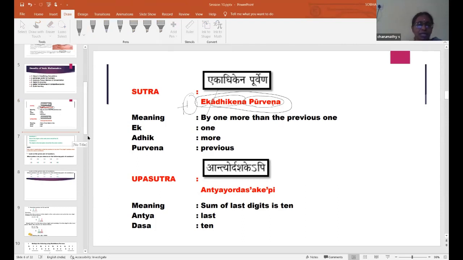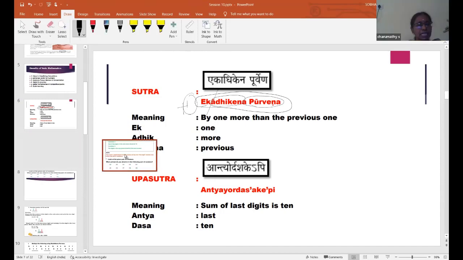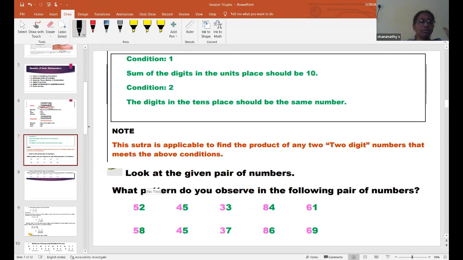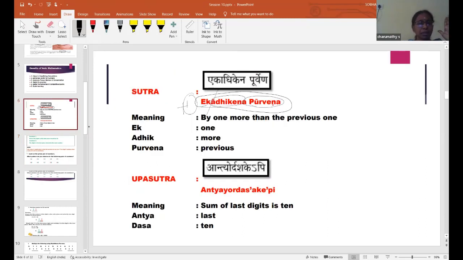Eka Dikena Purvena. This is one more than the previous one. And the other one, Antayor Dashake Api. Antya means last. In Tamil also we say antya, anti. So it's last. Antayor Dashake Api, it has to be read like that. Dasha means 10. Das in Hindi is also 10. Dasha, it's 10. Dashake Api.